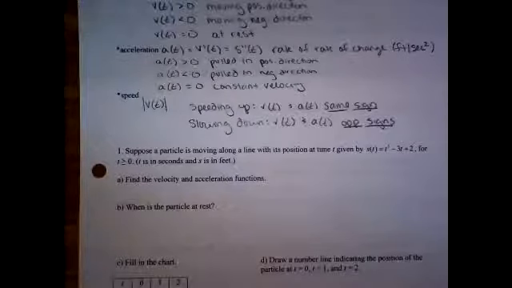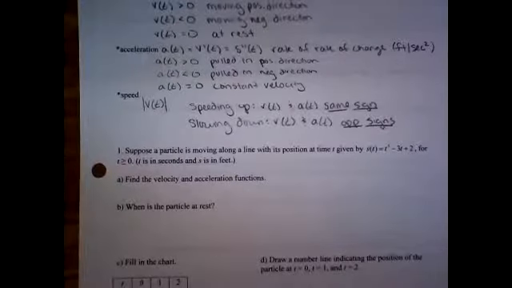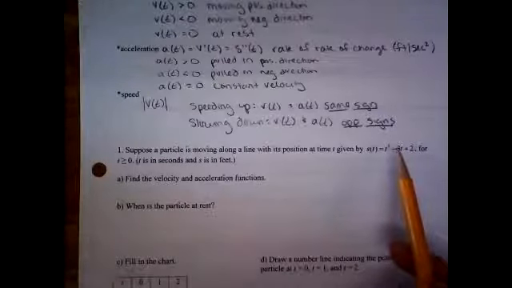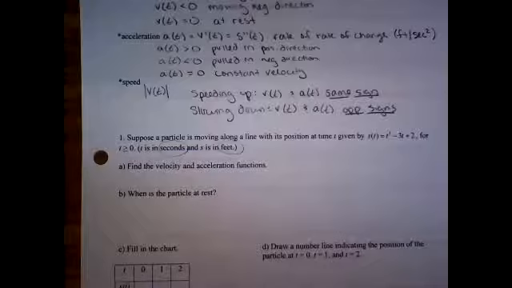Suppose a particle, that just means anything with motion. You could pretend it's a dog or a cat or a person, a car, or whatever, is moving along the line with its position given by this. Make sure you're aware of what you're given because they could give you position, velocity, or acceleration. So this is position. We have seconds and we have feet. So make sure you're aware of the units. Find the velocity and acceleration functions. All right, that just means to take the derivatives. So that's an easy question.